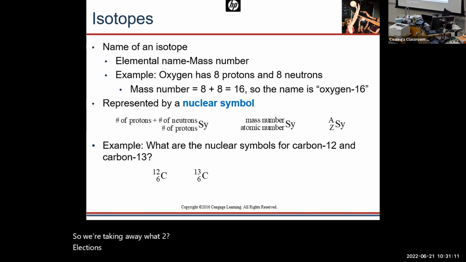So how many protons does this have? You gotta go find it yourself. 12. So we have 12. How many electrons? 10 electrons. And how many neutrons? 12.